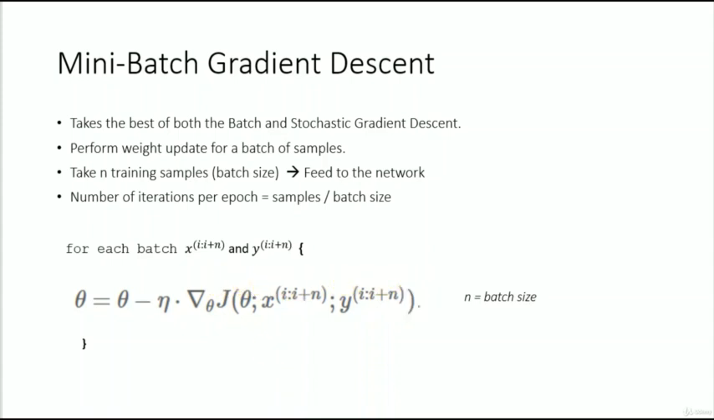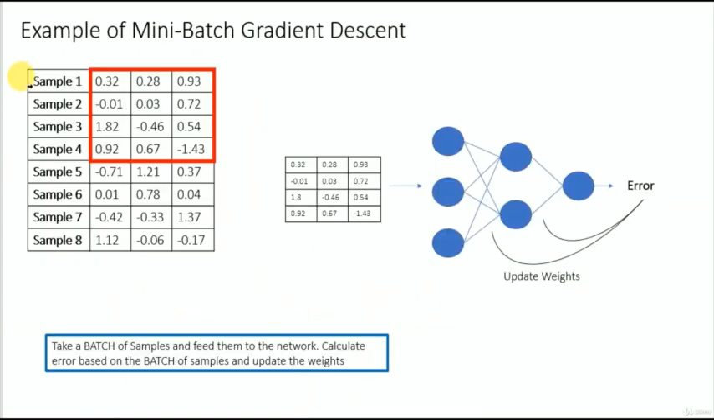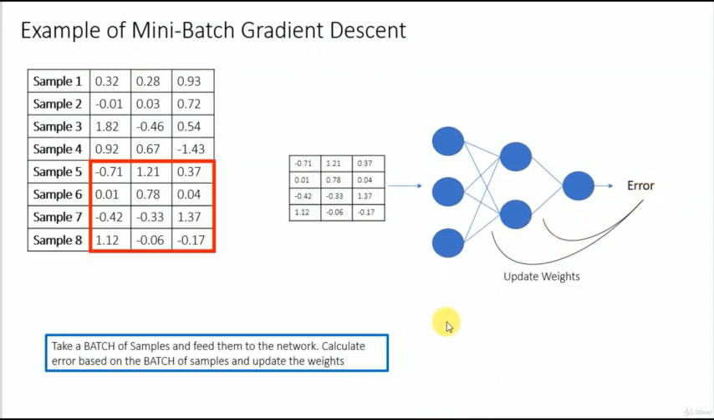So if we take a look at the example that we usually visualize, then this is what we have. This is your complete data set. In this case, we're going to take a batch of 4. That means each batch contains 4 samples. We're going to feed these 4 samples to the network, calculate the error, update the weights, alright? And then we're going to take the next batch, which is the next 4 samples, feed them to the network, calculate the error, update the weights.